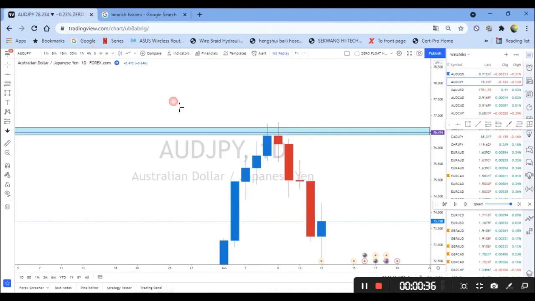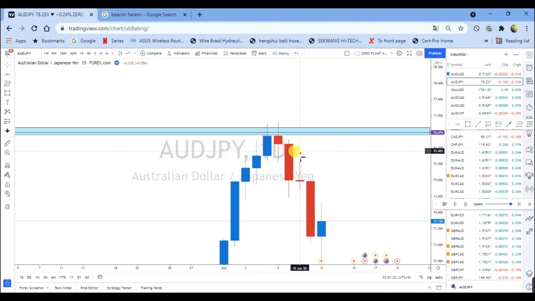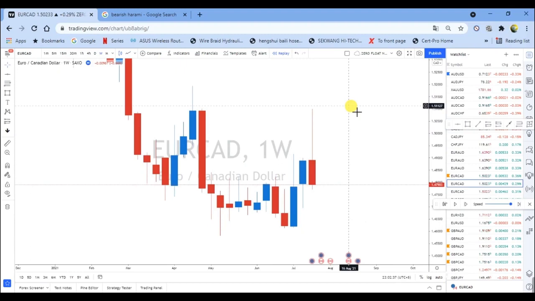Same goes with this one. One bull candle, and then there are 2 bearish candles that cover up this one. So this is considered a bearish harami, which is the reversal signal. So this is just one of the examples. I'm going to show you another example.